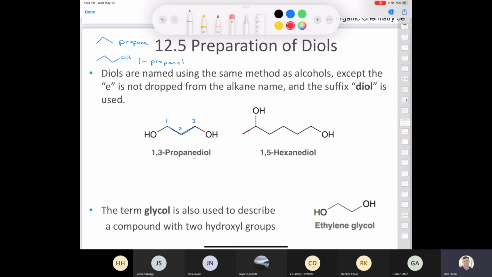You've got 1, 2, 3, 4. Sorry, I'm numbering from the wrong side, aren't I? Let's do it over here. 1, 2, 3, 4, 5, 6. So that's 1, 2, 3, 4, 5, 6, like that. This would be 1,5-hexane diol.